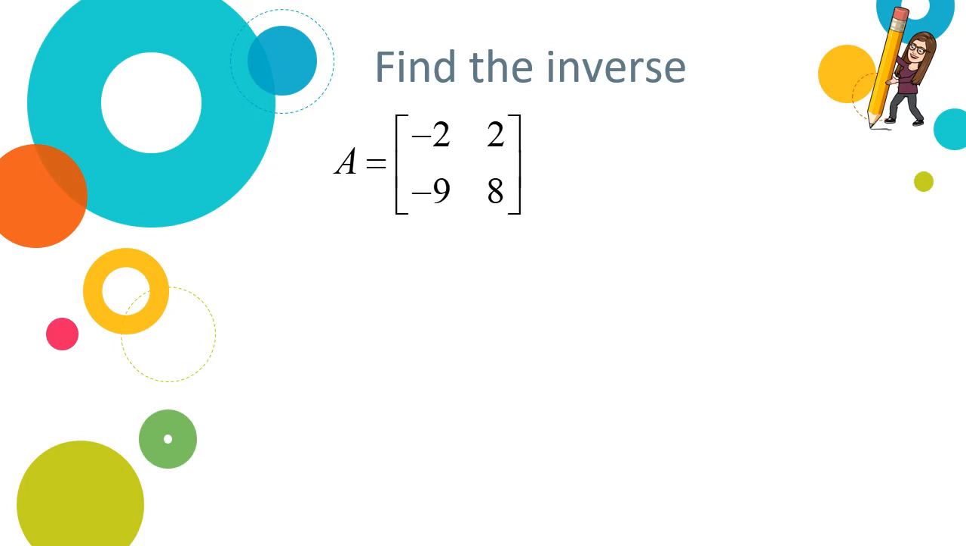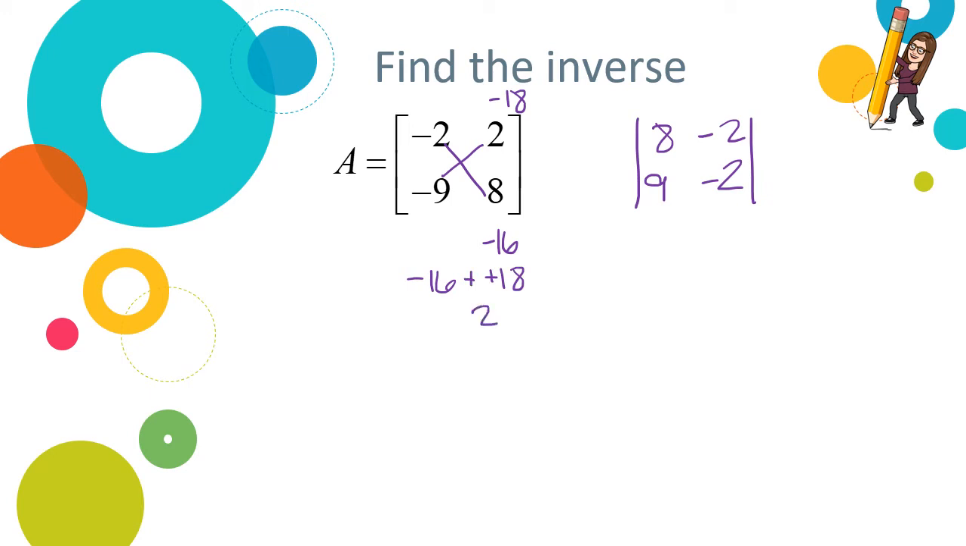All right, let's take a look at another example and walk through the steps. The first step we're going to deal with, we are going to swap A and D. We're going to change the signs of B and C. We're then going to find the determinant of the original matrix. So I have a negative 16 and a negative 18. So negative 16 minus negative 18. Nice clean 2. All right, so we've got a nice easy number.